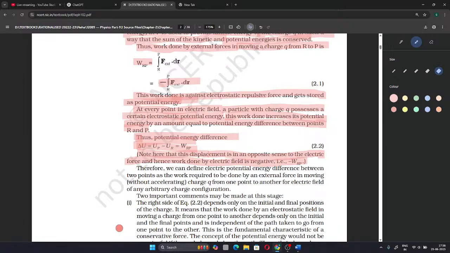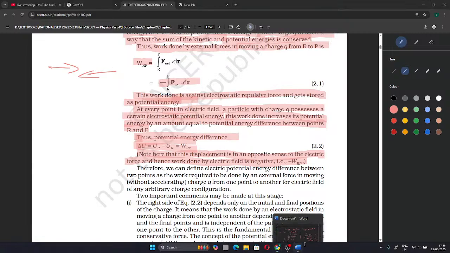Displacement is a vector quantity and is opposite to the electric force. Because of that reason, they took the work done to be negative, because distance is not a vector, but displacement, which has a direction, is a vector. And when electric force is acting this way, displacement is acting this way, at least when we go from low potential to high potential against the electric field using some force.